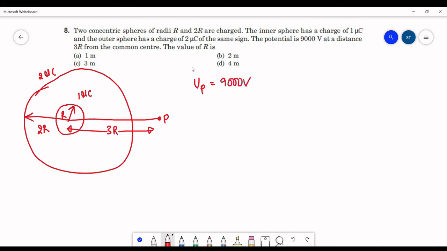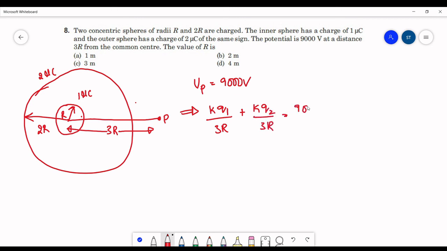If you consider this point P, this is an outside point for both the inner sphere as well as the outer sphere. So here we can write the potential due to the first sphere, the inner sphere, as K Q1 upon 3R. Similarly, due to the second sphere, it will be K Q2 upon 3R. This is equal to 9000 volts.